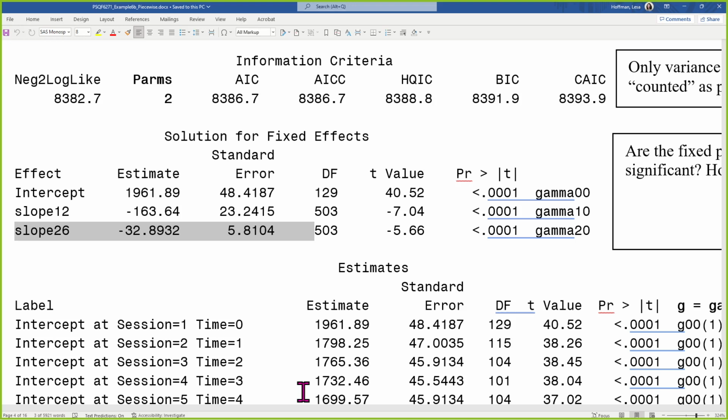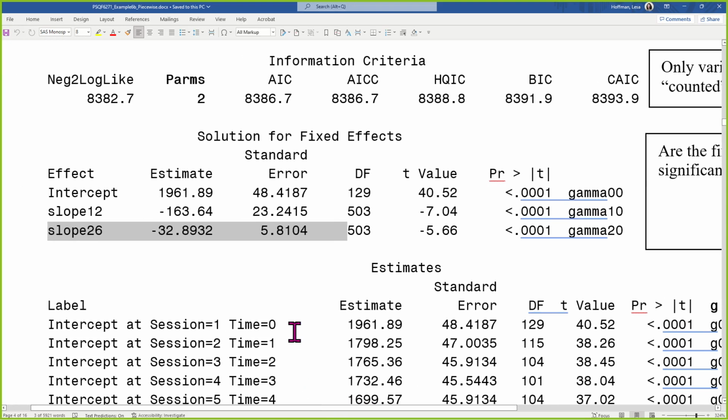That is the average rate of change from session 2 to session 6. Yes, it's the average rate of change per session between sessions 2 and 6. 33 milliseconds a session, yes.